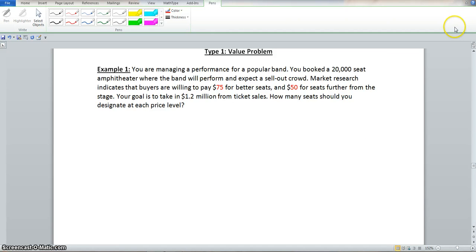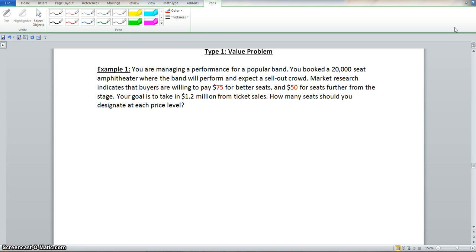We have a type 1, value problem. You are managing a performance for a popular band. You booked a 20,000 seat amphitheater where the band will perform and expect a sellout crowd. Market research indicates that buyers are willing to pay.